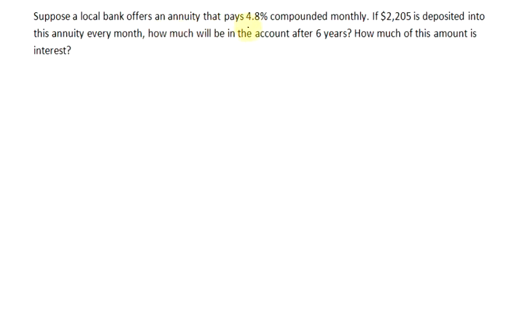So we're dealing with an annuity that pays 4.8% compounded monthly. So this is actually an annual rate, and so that means that R equals 4.8%. As a decimal, that is 0.048. So remember, when we utilize the rate as a percent, we need to be sure to change it into a decimal first. We're also told that the money is compounded monthly.